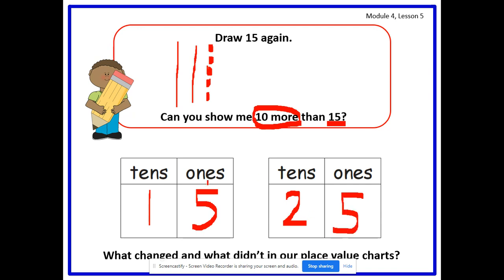Very good. So look at our charts now. Notice what changed. What changed this time? Our tens or our ones? Get ready. Yes, our tens, right? We started with 1 10 and now we have 2. Did our ones change this time? Get ready. No, they did not change, right? Because this time we added 10 more instead of just 1 more. So I would put an arrow here and write plus 10 to show that we added 10 more. Great job.